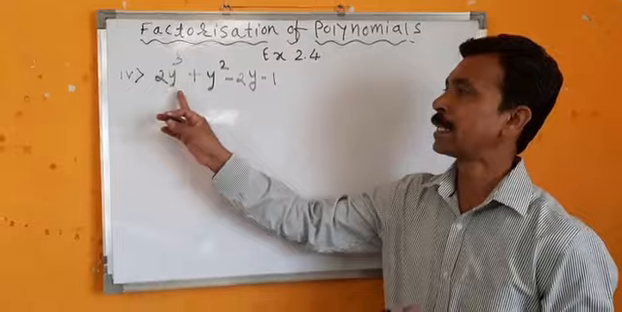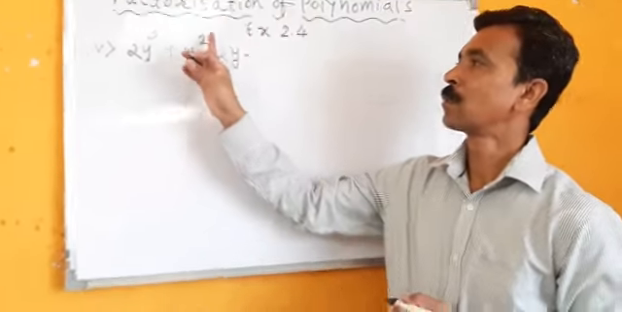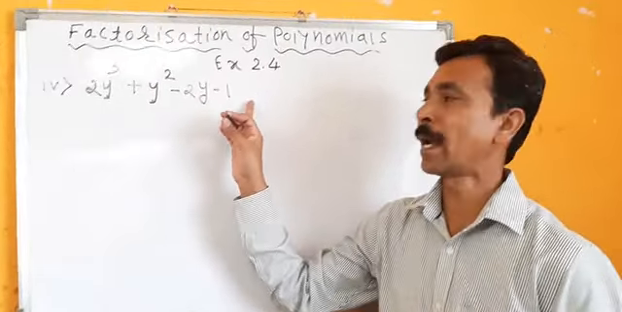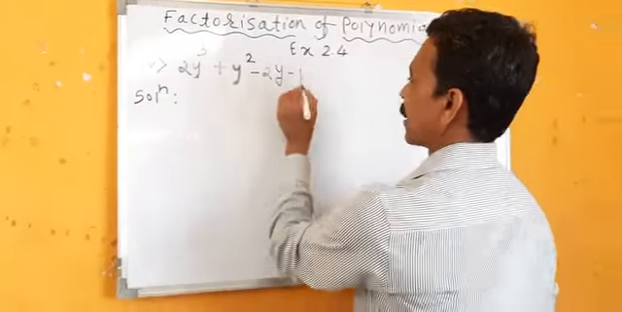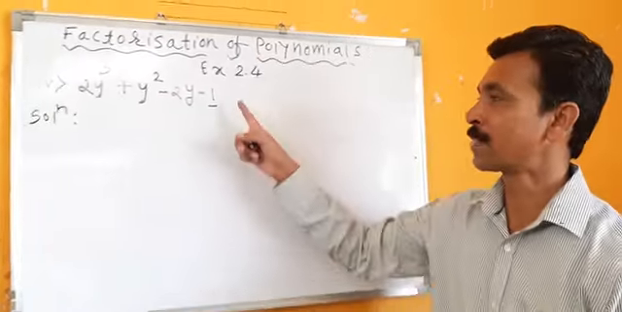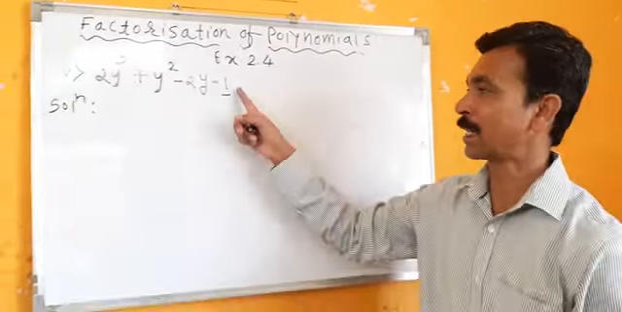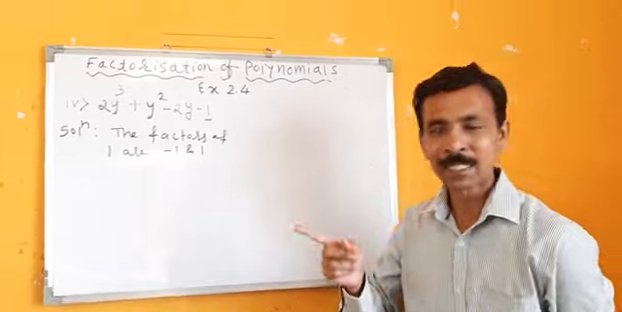The fourth one is 2y cubed plus y square minus 2y minus 1. We have to take the factors of the constant term. Here the factor is what? 1 only. So I will write here, the factors of 1 are minus 1 and 1. Because we have to take 2, one is positive and the other is negative.